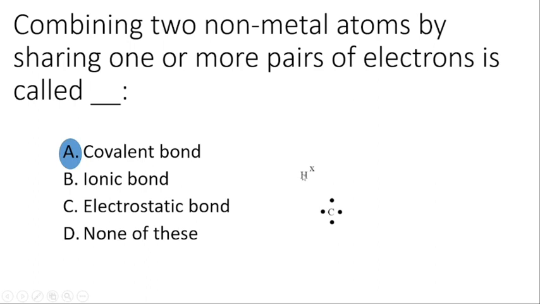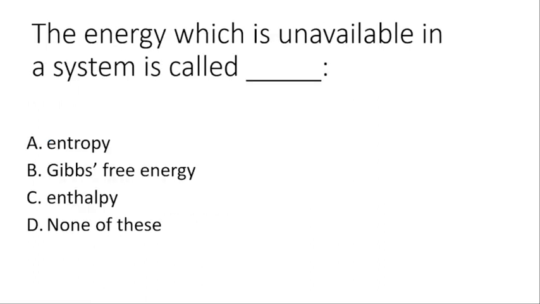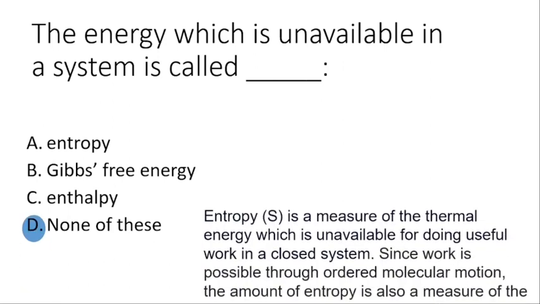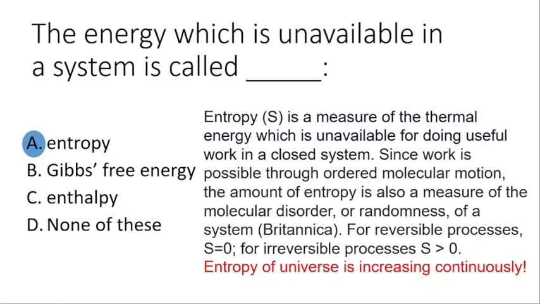I am denoting the valence electron of hydrogen with this X, while the valence electrons of carbon are denoted by these circular dots. In many instances, carbon and hydrogen come together by sharing their electrons. For example, in this methane, we can see 4 shared pairs of electrons. That means there are 4 covalent bonds present in methane. The next question, the energy which is unavailable in a system is called, and the answer is entropy.